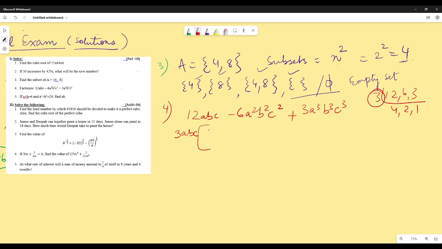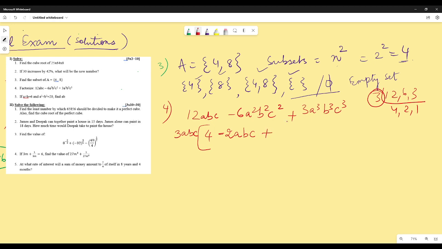And what are we left with now? 4 over here, because 3abc into 4 will make it 12abc. Now minus. We are not changing the sign; in factorization, we do not change the signs. Then 3 and we have to make it 6, so we bring up a 2. Here there is only one a and there are 2 a's over here, so there is an extra a, an extra b and an extra c.